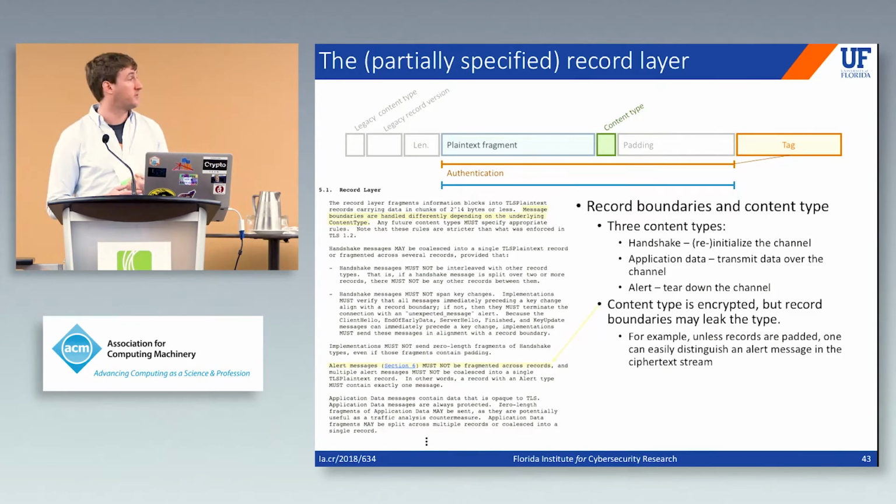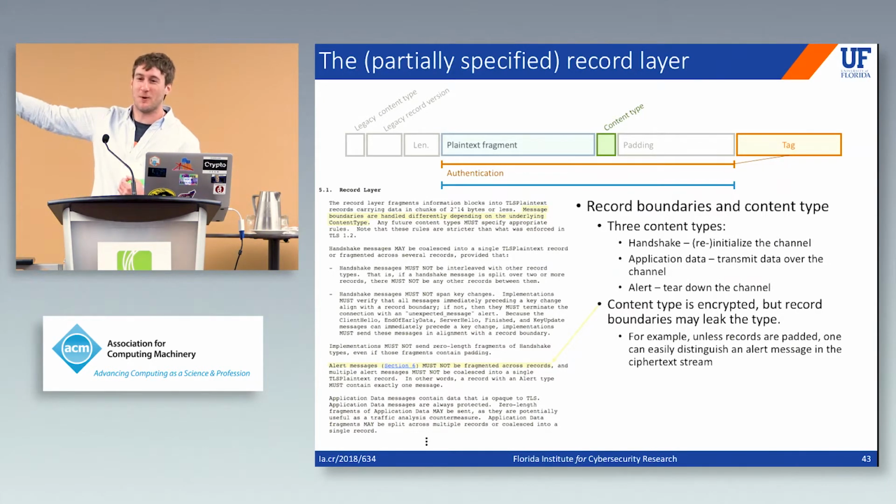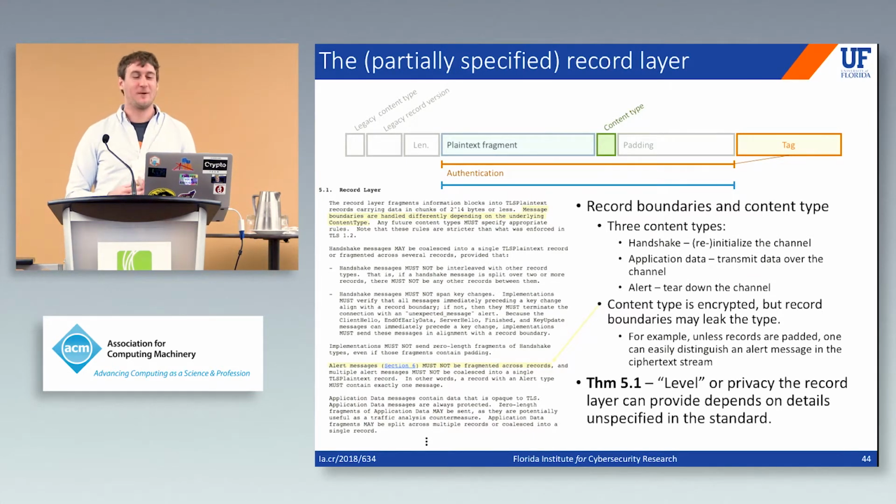The content type is encrypted along with the plaintext fragment. And this permits implementations that hide the content type so that the content type of a ciphertext fragment is indistinguishable. But the spec also permits implementations that leak the content type altogether. So for example, the length of each record might leak whether the message is an alert. And by the way, you're not meant to read that whole paragraph. I just wanted to put up some of the spec on the slide. So the point here is that the level of privacy that the record layer will achieve hinges upon details that are not fully addressed in the standard.